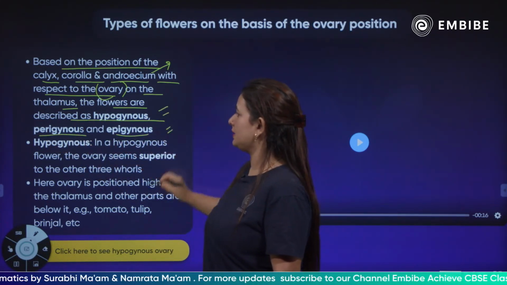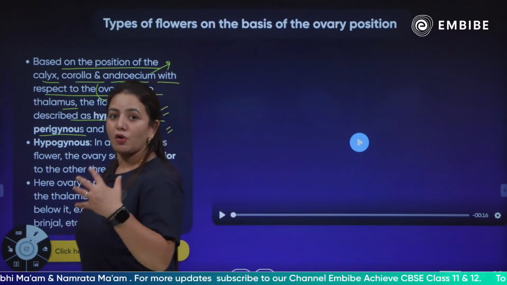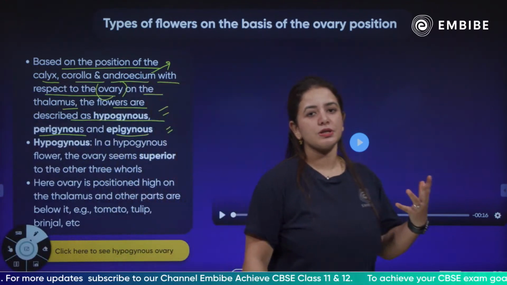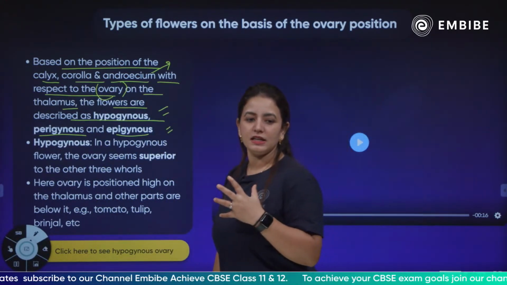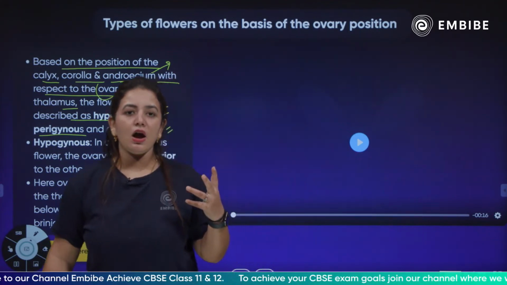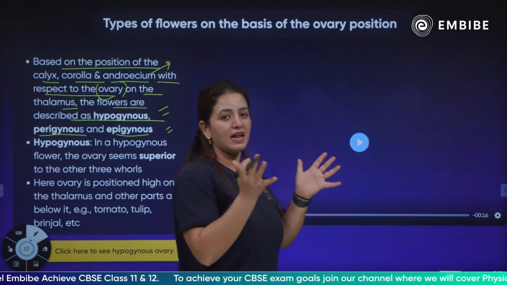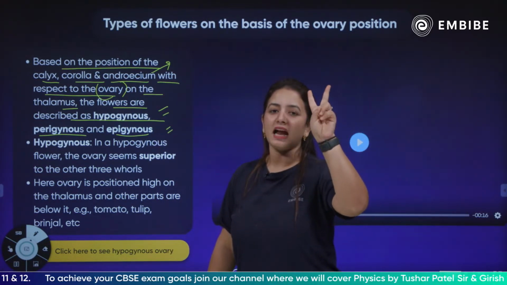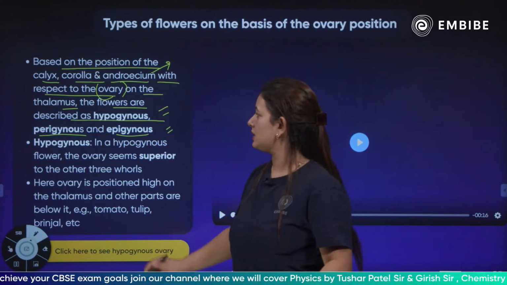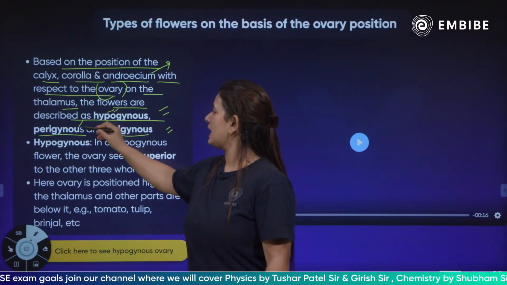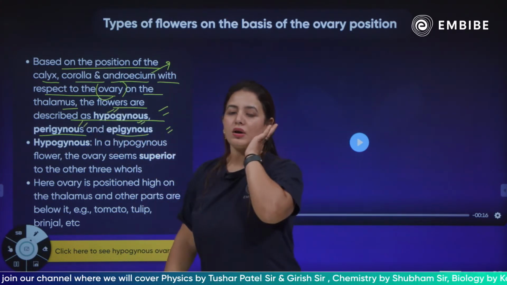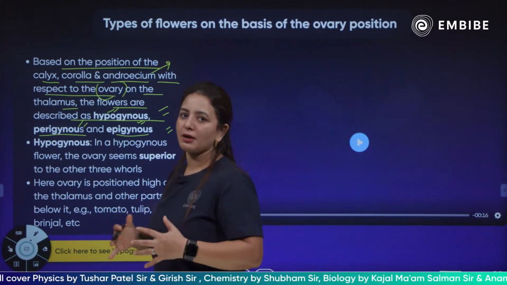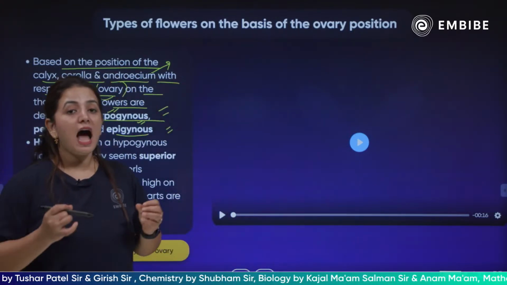We will discuss all of them in detail, but on the basis of all the floral parts, androecium and gynoecium, with respect to the thalamus and the flower, how the arrangement of all the floral whorls with respect to the ovary is done, and what we call them, is categorized into 3: hypogynous, perigynous and epigynous. Talking about the hypogynous, the very first category of the flower position, what is hypo?